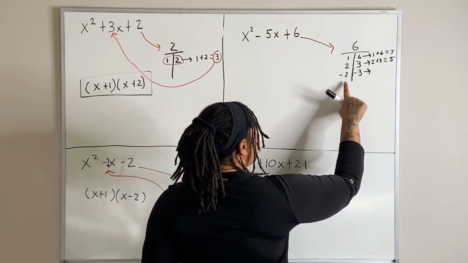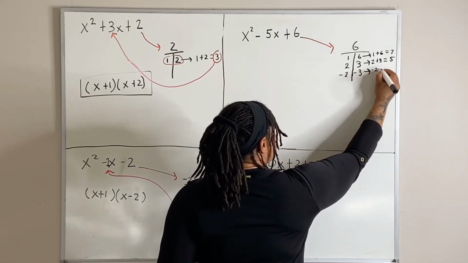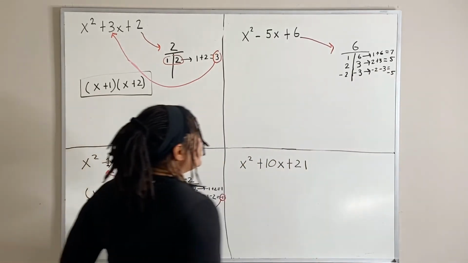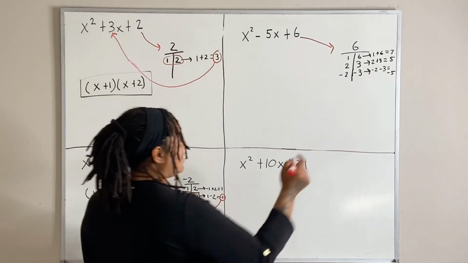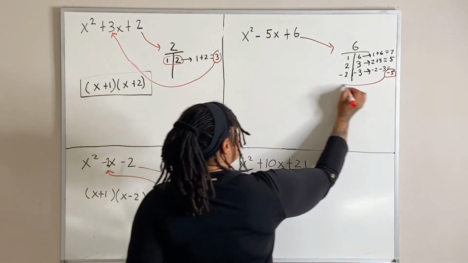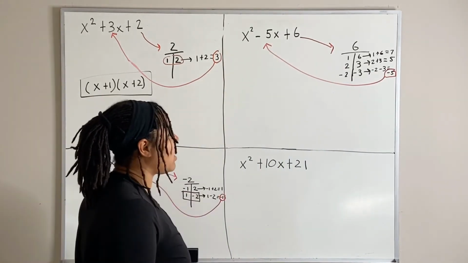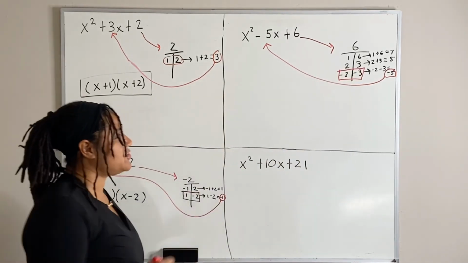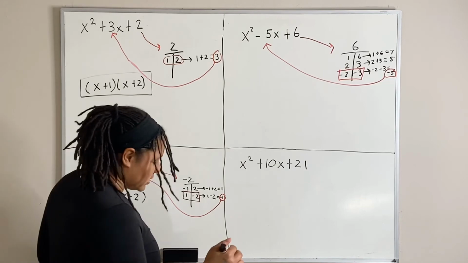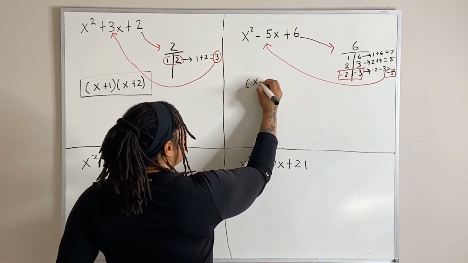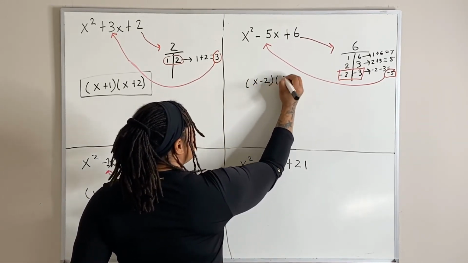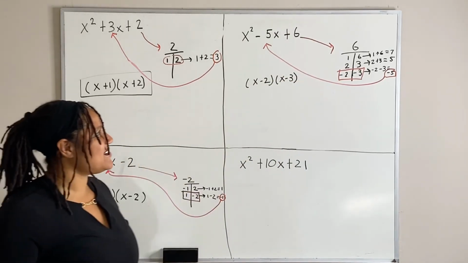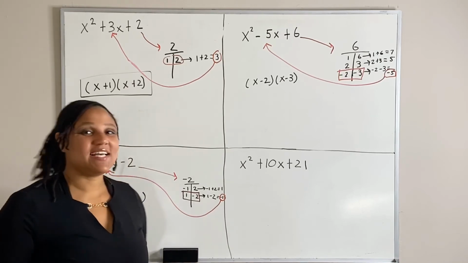And so now we have a -2 minus 3 is equal to a -5. Yes, we have a -5 in the middle. It is equal to our middle number. Therefore, I am going to use -2 and -3. And so I'm going to take x minus 2 and x minus 3. That is how you factor x squared minus 5x plus 6.